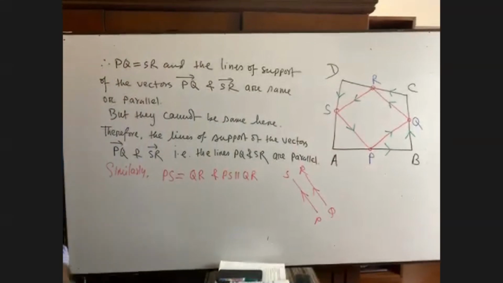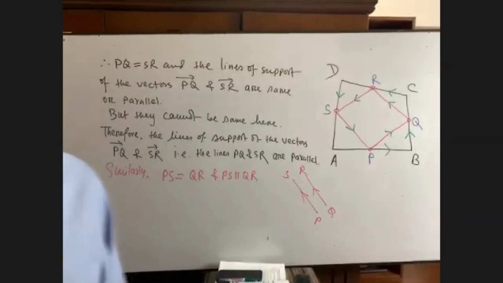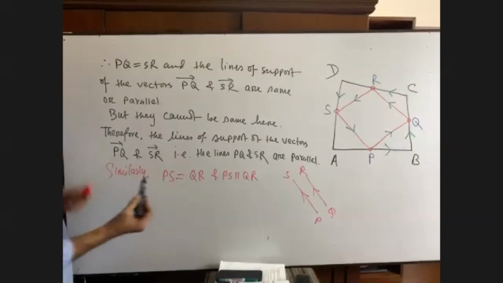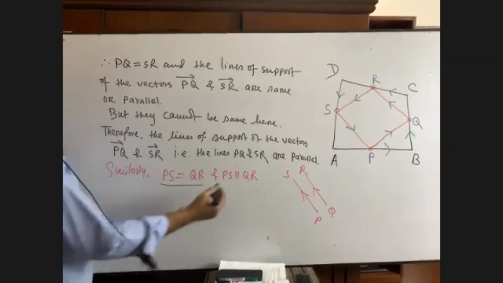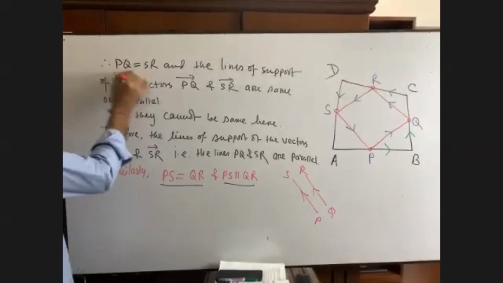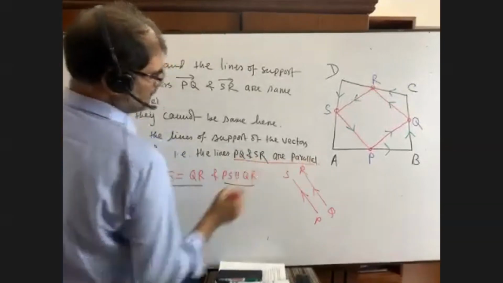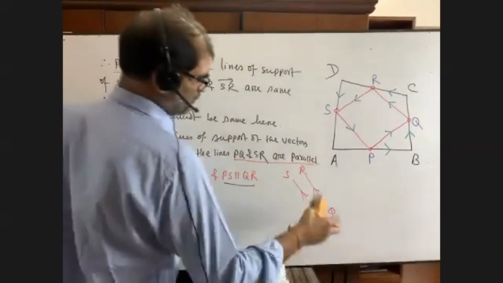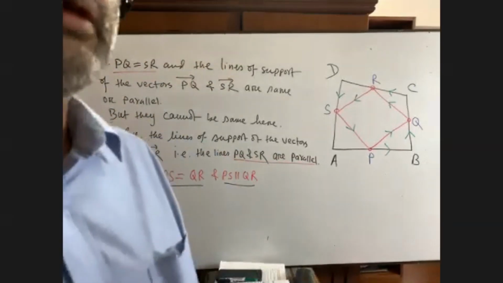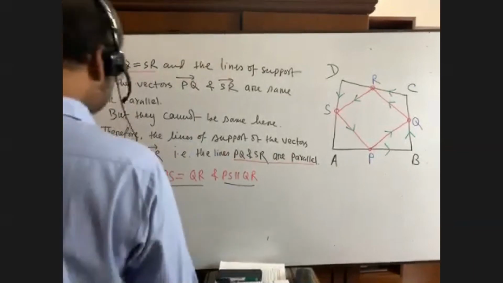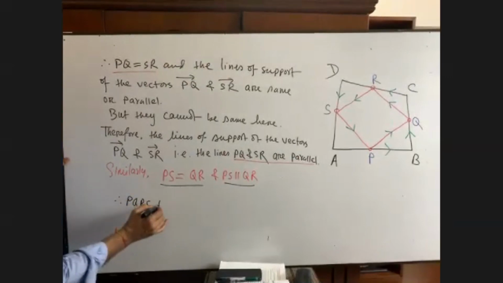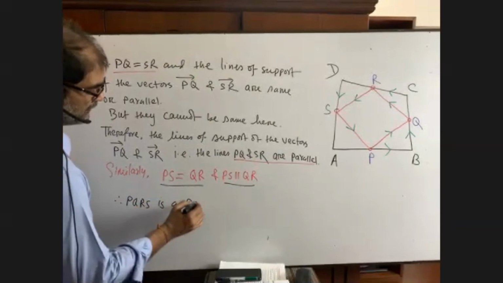That means in a parallelogram, the pairs of opposite sides are equal and parallel, right? So we have got this pair equal and parallel. We have got this pair, you see, equal and also parallel. So what is the definition of a parallelogram? A pair of opposite sides will be equal and parallel. So can you write down, therefore, PQRS is a parallelogram.